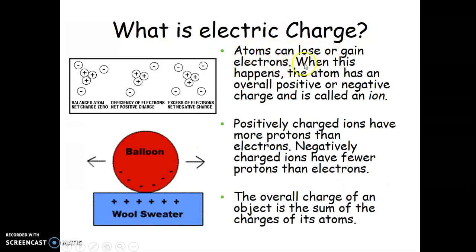Atoms can lose or gain electrons. When this happens, the atom has an overall positive or negative charge, and we call that an ion. If you remember back in November when we talked about ions, we're bringing it back to electricity now. A positively charged ion has more protons than electrons. A negatively charged ion has fewer protons than electrons. The overall charge of an object is the sum of the charges in its atoms. So if there are more electrons, it's more negative. If there are more protons, it's more positive.